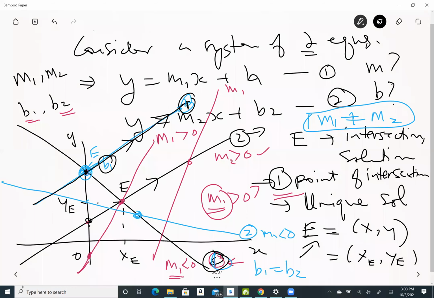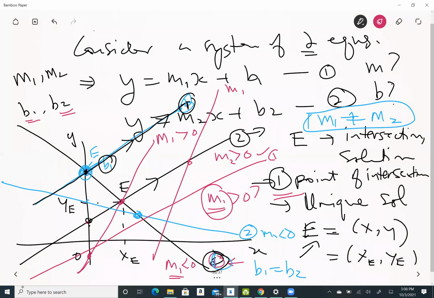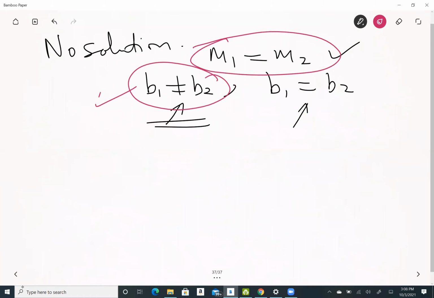You can also draw line number 1 over here. That means the slopes are the same, the intercept will be lower there. So they are parallel. If they are parallel, that means the slopes are equal, intercepts are not equal. Now, when you have this condition, what about the solution?